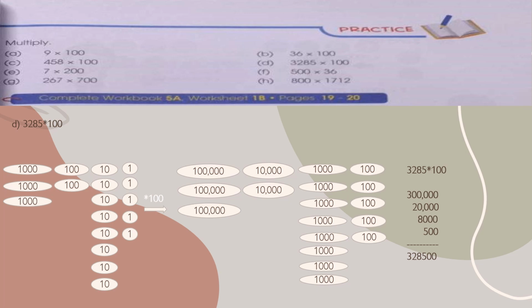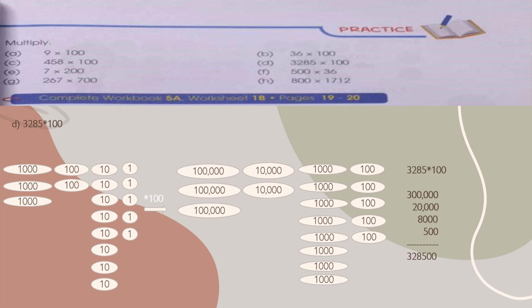In part D, we have 3285 multiplied by 100. So we have 5 ones, 8 tens, 200 and 3000. When 1000 multiplied by 100, we have 100,000. When 100 multiplied by 100, we have 10,000. When 10 multiplied by 100, we have 1000. And when 1 multiplied by 100, we have 100.